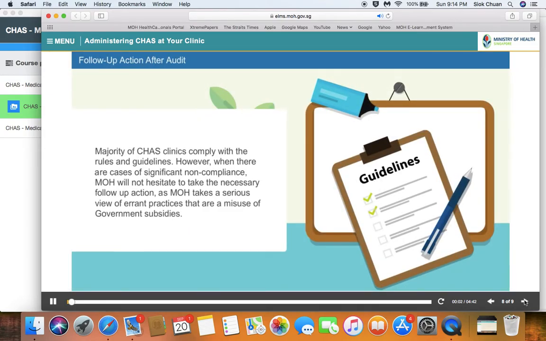Majority of CHAS clinics comply with the CHAS guidelines. However, when there are cases of significant non-compliance, MOH will not hesitate to take the necessary follow-up action. MOH takes a serious view of errant practices that misuse government subsidies.